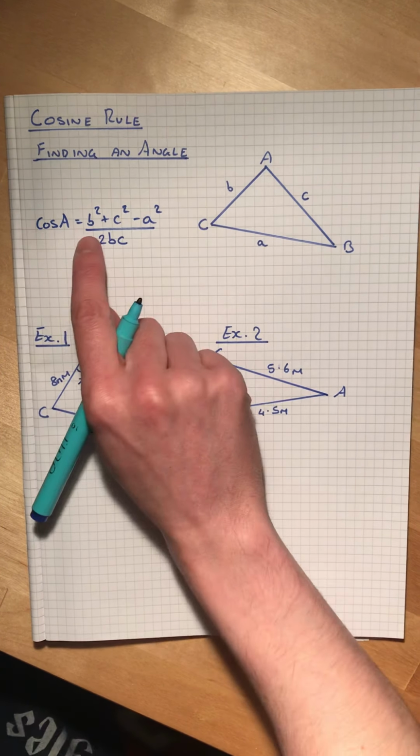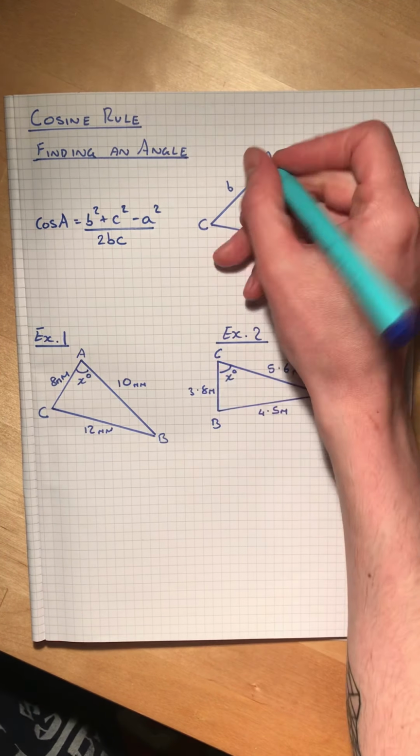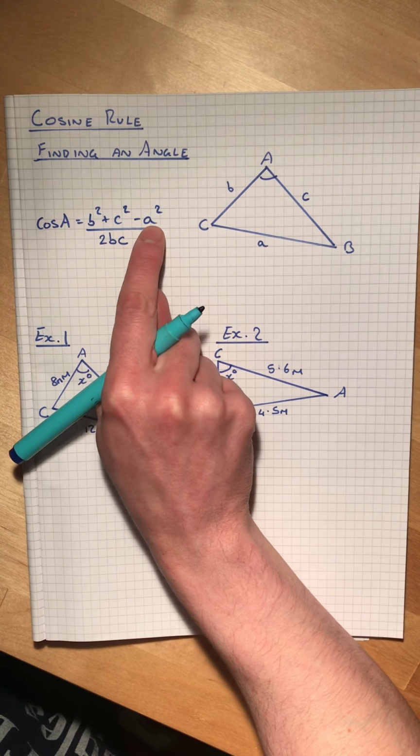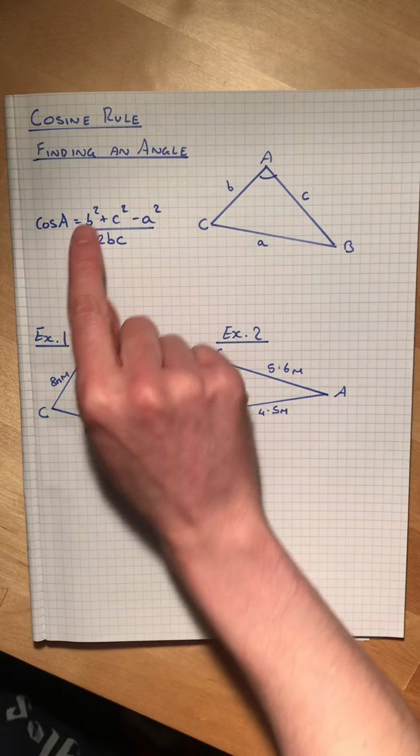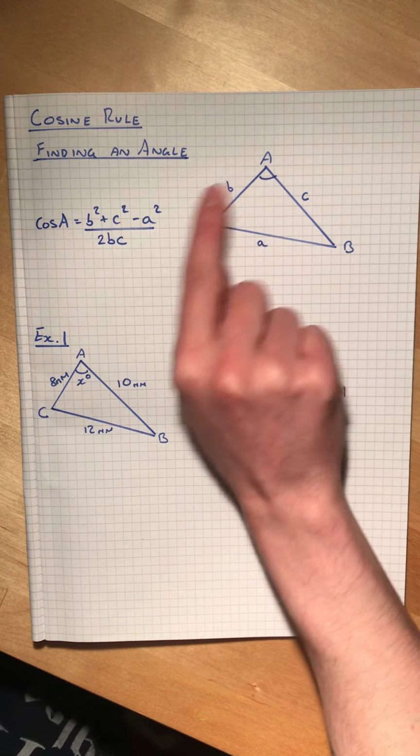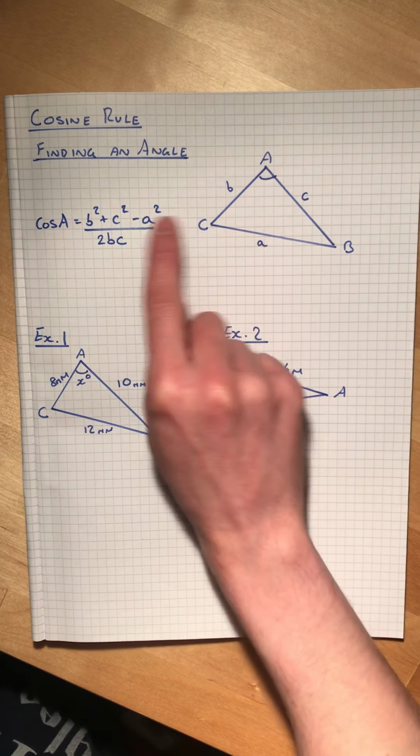What's important to realise is that we're finding angle A. It is b squared plus c squared minus a squared. So whatever angle we're finding, the length opposite it is the one that you're subtracting.